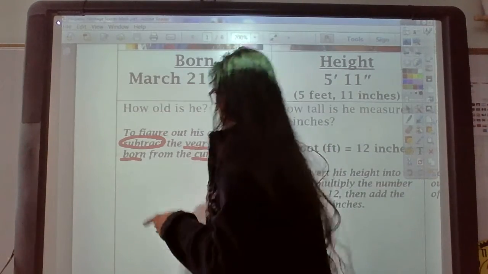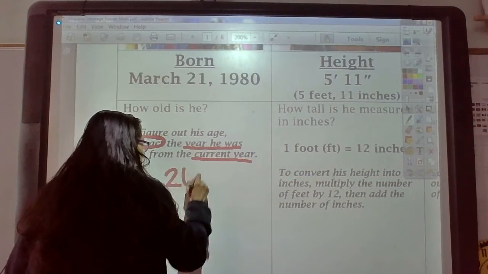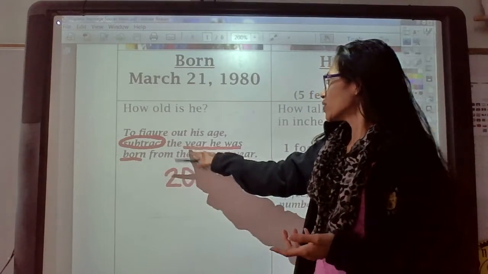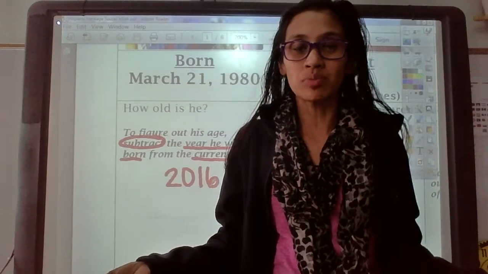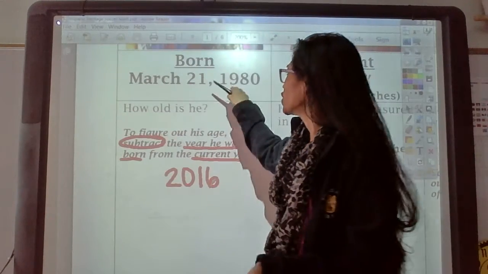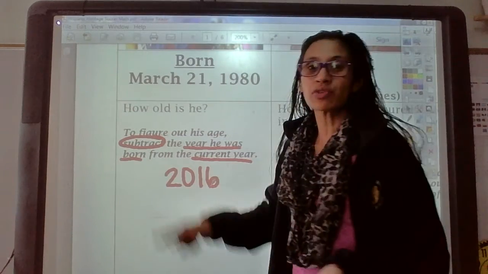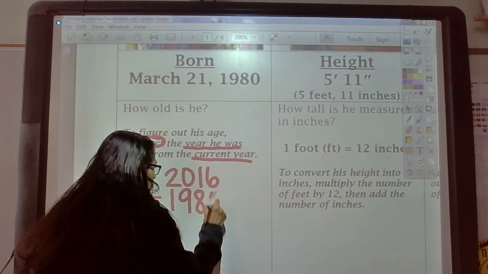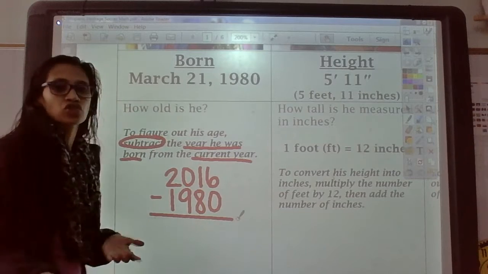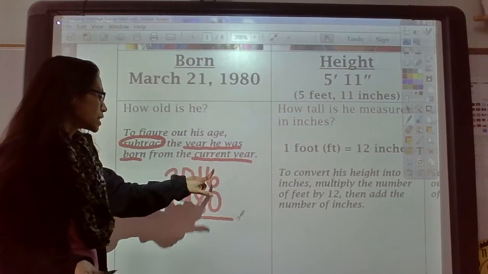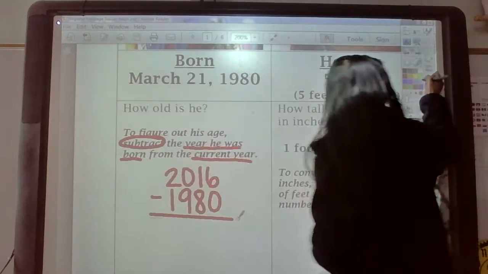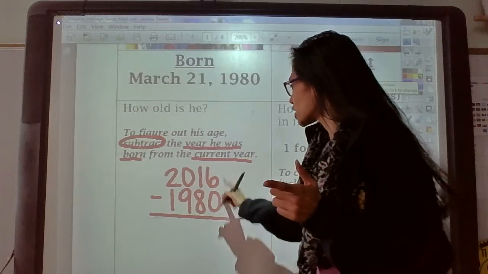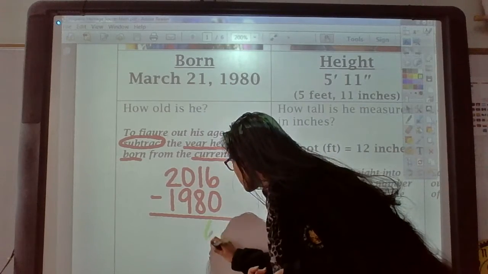So let's write that down first. 2016. And from that, we need to subtract the year he was born. And what year was he born? Okay, it's right there. 1980. So I'm going to write 2016 minus 1980. And let's get started with subtracting. So let's start here. 6 minus 0. What is 6 minus 0? Can you do that? Yes, you can. You do not need to borrow, okay? So 6 minus 0 is 6.